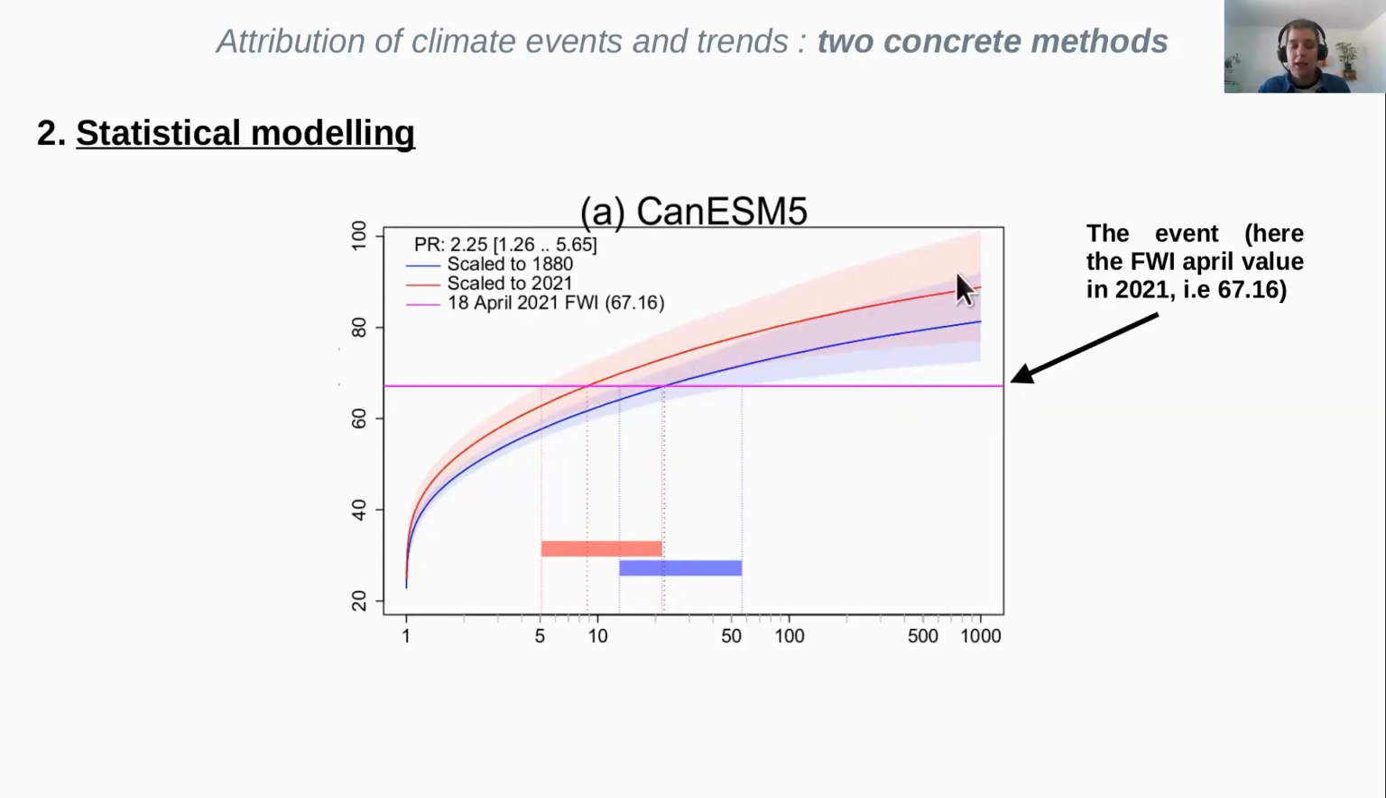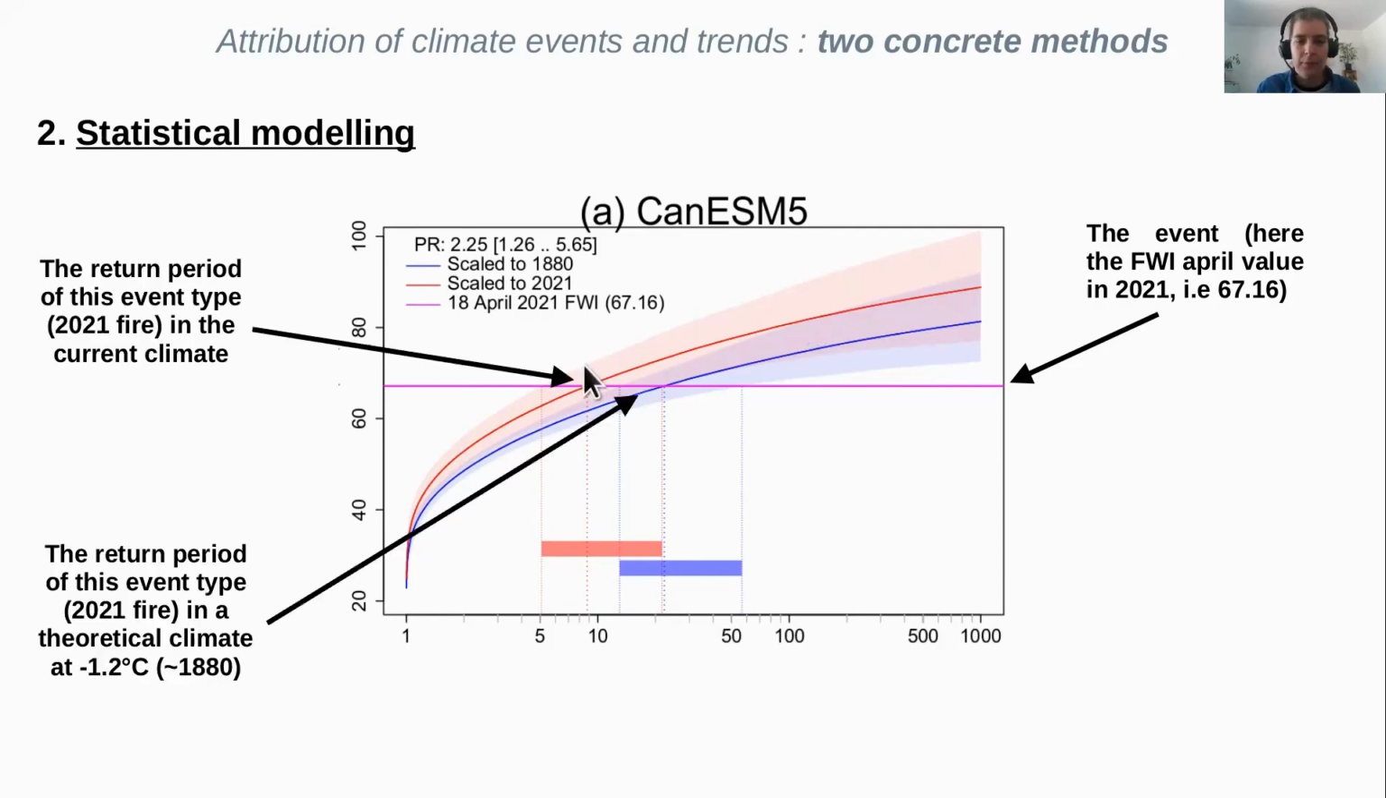The red line is the GEV modeled distribution of the fire weather index. It's a model that simulates how the fire weather index behaves along with global mean temperature. The blue line is the same, but detrended, so with the temperature colder by 0.2 degrees than currently, more or less what we call the pre-industrial world, so without any effect of global warming. Okay? What we can compare is the return time of the 2021 event in both climates.